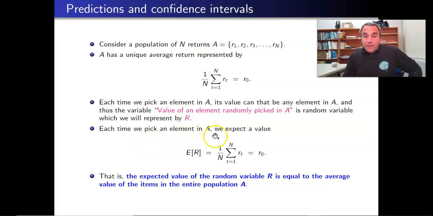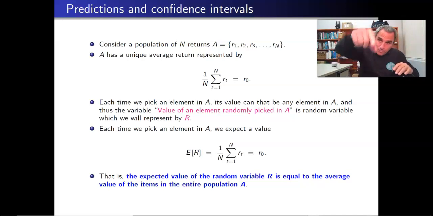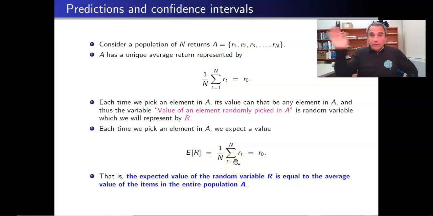Each time we pick an element in A, we expect a value. So the expected value of R, where A is the set of all minute by minute returns of the stock market in the US since 1885: each time I pick a number in that set, the expected value of this number is the sum of all the returns in this population divided by the number of minute by minute stock market returns. It's R0. So the expected value of the random variable R is equal to the average value of the items in the entire population A. All good?